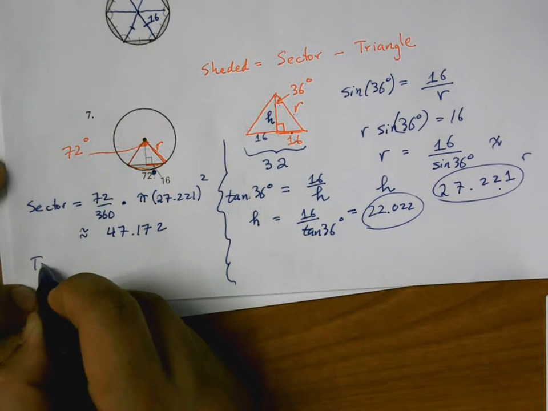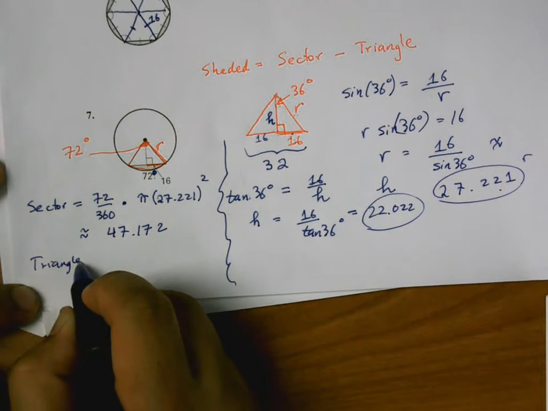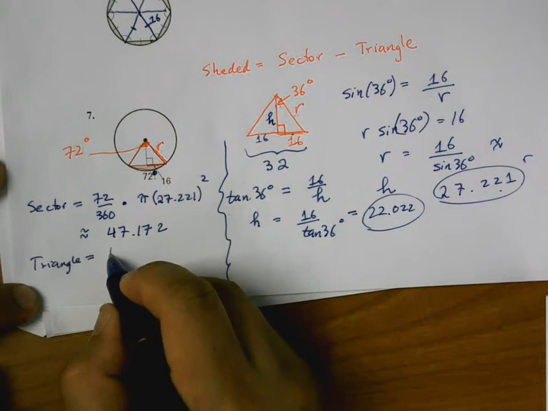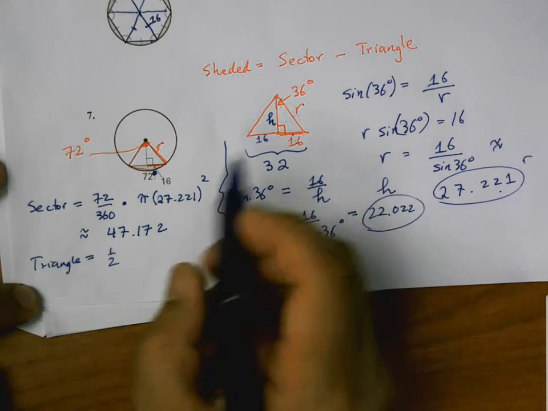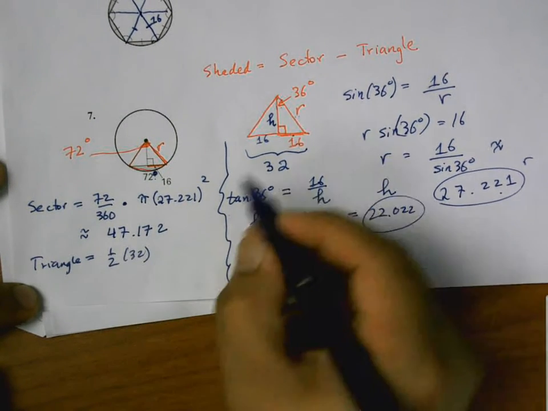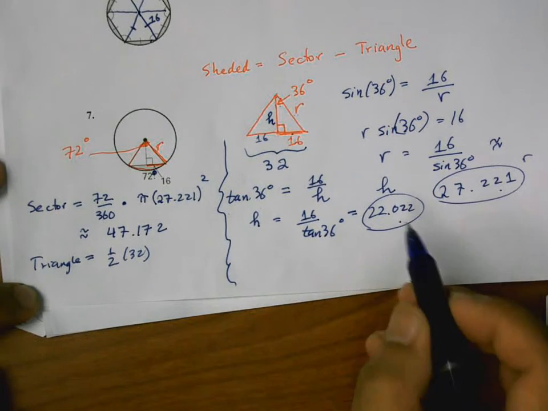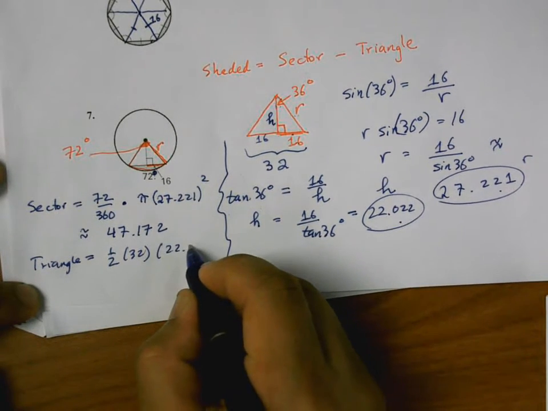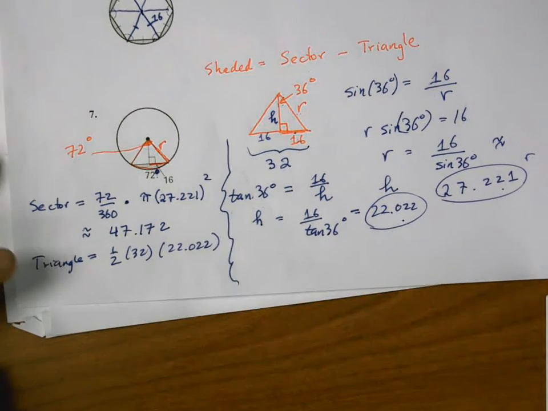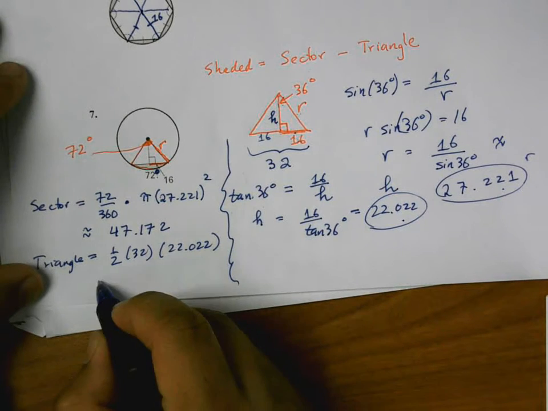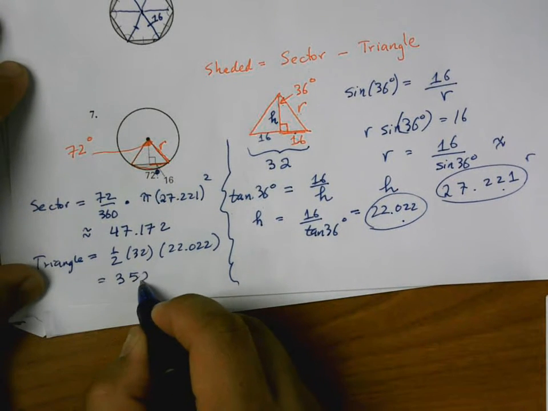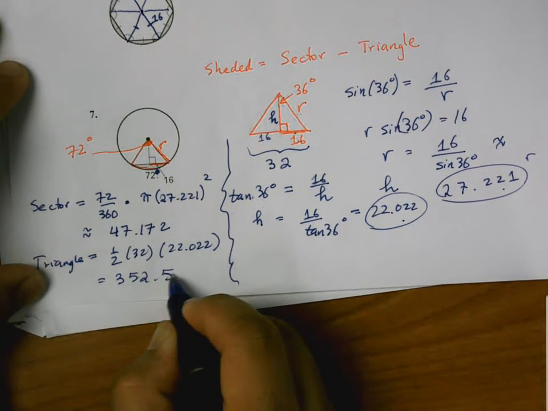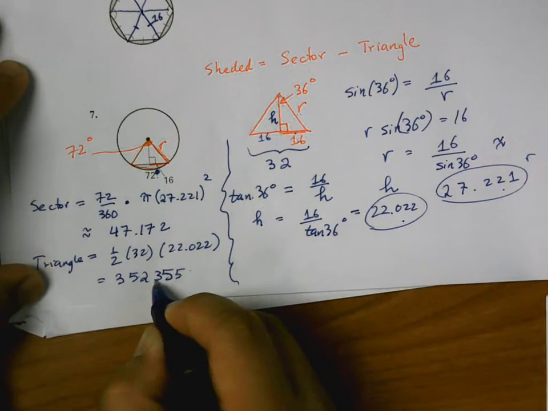Then the triangle is 1/2 the base, which is 32, times the height, which is 22.022, so that's about 352.352.